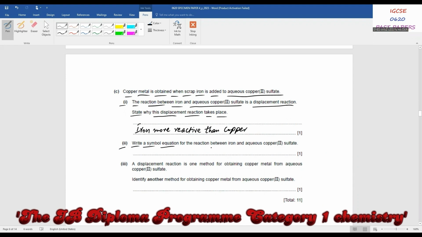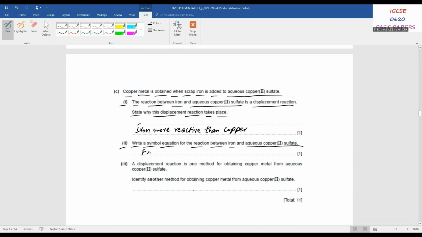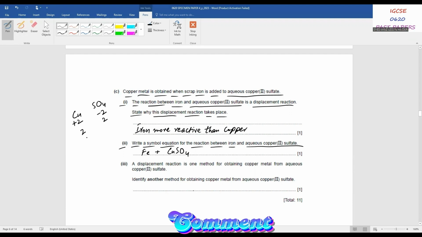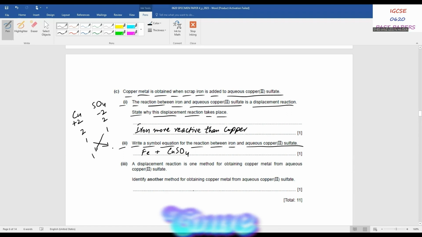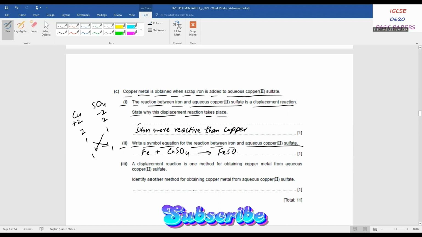Number 2, write a simple equation for the reaction between iron and aqueous copper 2 sulfate. The symbol for iron is Fe. Copper 2 sulfate, it is CuSO4. Because Cu carries +2 charge, and we know the charge on the radical sulfate, which is -2. Same numbers, so we will ignore the charges. So it will be 2, 2. And these two are same numbers, so we'll get 1, 1. Both will be cancelled. So these subscripts will be exchanged. That's why you'll get CuSO4. On the product side, you will get FeSO4 plus Cu.